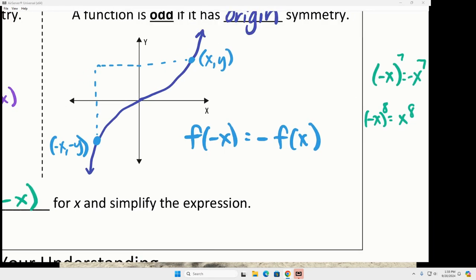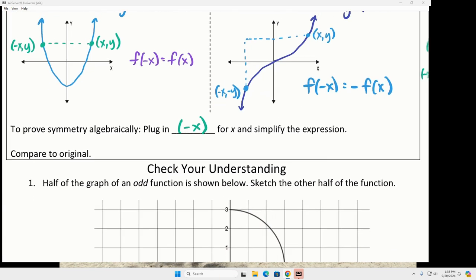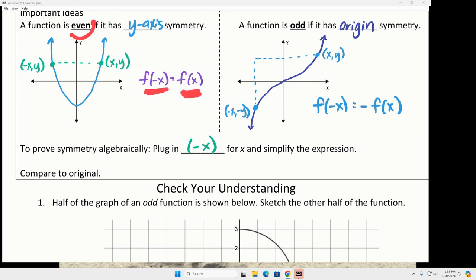So we plug in that negative x, we raise it to the powers, just figuring out if we get negative or positive, and then you compare it to the original. If we plug in negative x and we get the exact same as the original, that means that it's an even function. So when we compare, if it's the same, then we're going to say even.